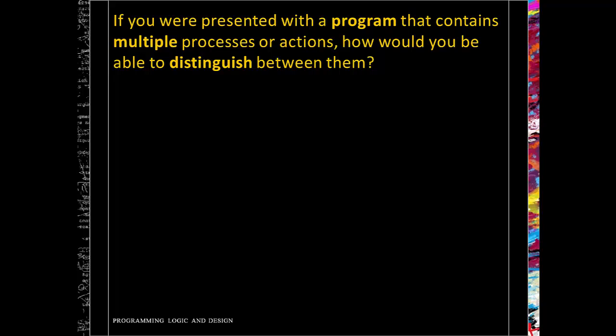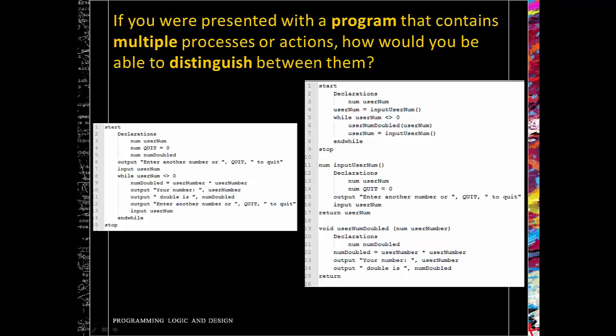If you were presented with a program that contains multiple processes or actions, how would you be able to distinguish between them? Here I have an example program for you. What you've got to do is input a number, and that number is doubled, for instance. So how are we going to distinguish between the different processes here? All right, let's have a look at the output.